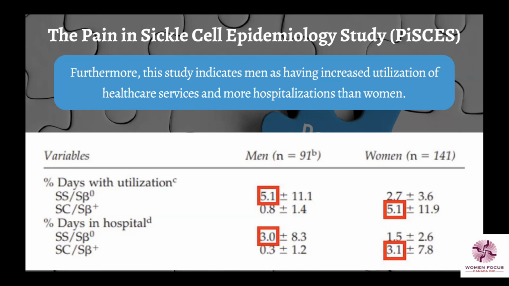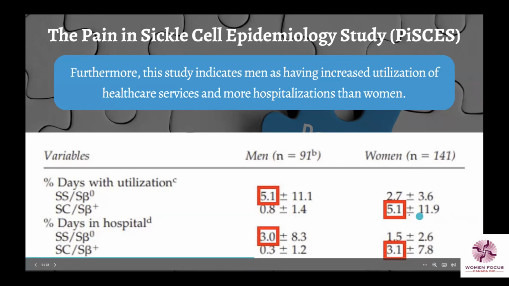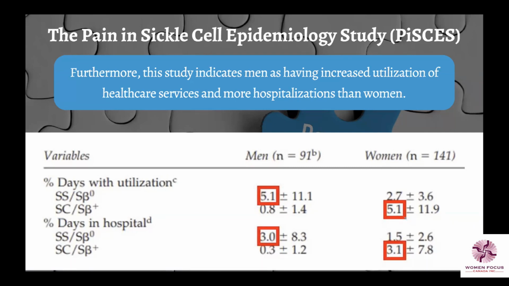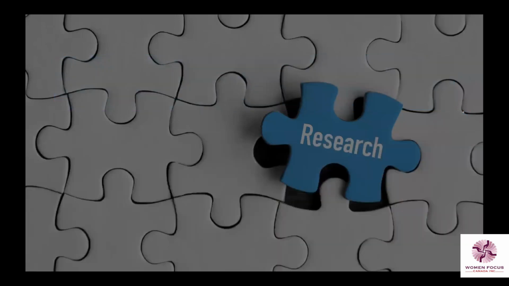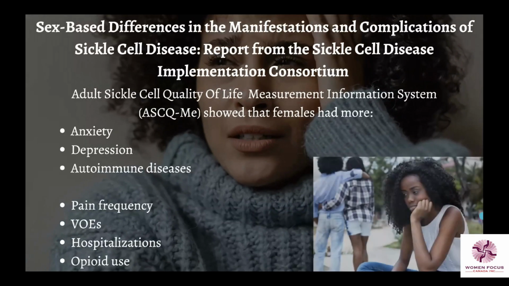So this is just me showing you what I just said, and I won't belabor this because I've said it to you, and I'm a visual person, I like to see it. You'll see that it says 5.1 for men with hemoglobin SS, and under that, hemoglobin SC, 5.1 for women. So it's pretty much equal. And then here, days in hospital, 3.1 for women with SC, 3.0 for men with SS. So maybe, I don't know, 5 years from now, you're going to see me on the research team doing something for this, because it certainly is a gap.